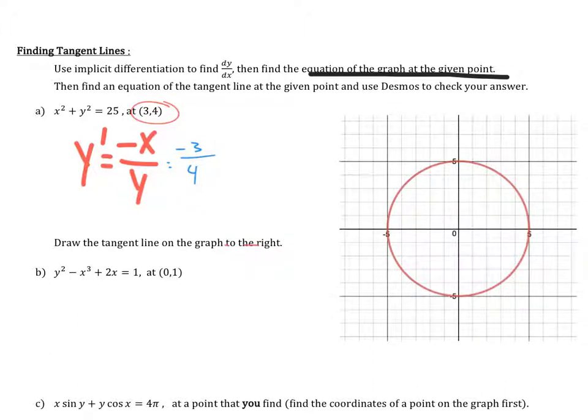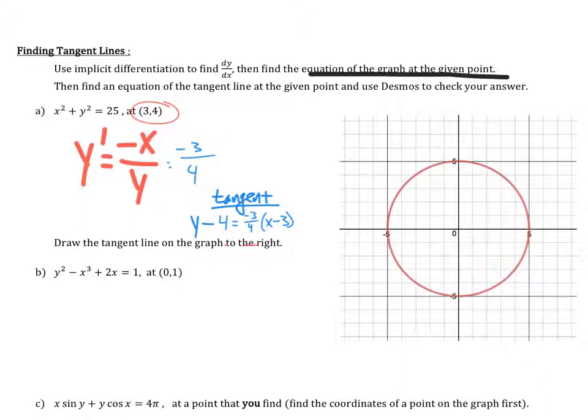So let's find our equation. We're going to use our point slope form here: y minus y1 equals m times x minus x1. Using the point we have, we plug in the y coordinate 4, so y minus 4 equals m, which the slope was negative 3/4, times x minus x1, which is 3.